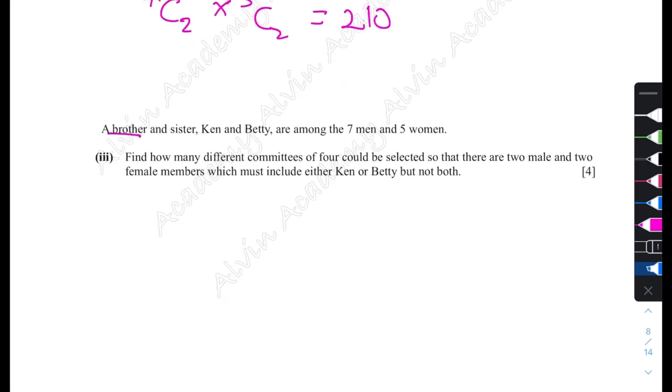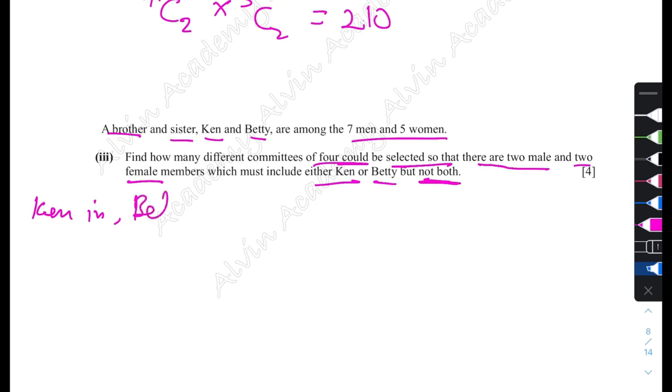Okay. The next one: a brother, sister, Ken, Betty among the people. Okay, what is going on here? Find how many different committees of 4 could be selected so that there are only 2 males and 2 female members, which must include either Ken or Betty, but not both. Okay, both cannot be there. So we do when Ken is in and Betty is out.